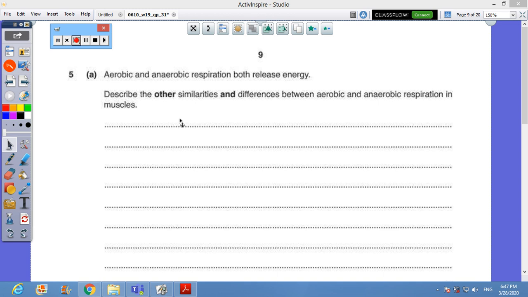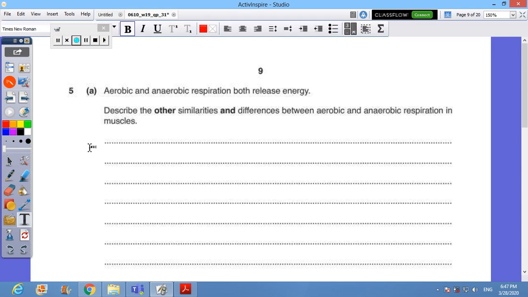Hello, Assalamu alaikum, and welcome back. We are doing now question 5a. Aerobic and anaerobic respiration both release energy, both give energy. Describe the other similarities rather than both give energy, and difference between aerobic and anaerobic respiration in muscles. We need to mention how they are alike, how they are different.